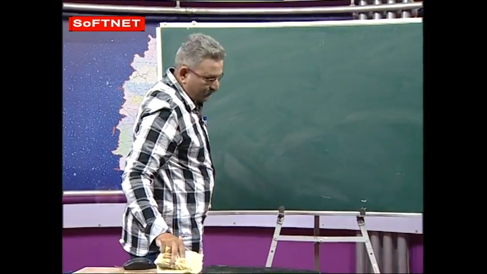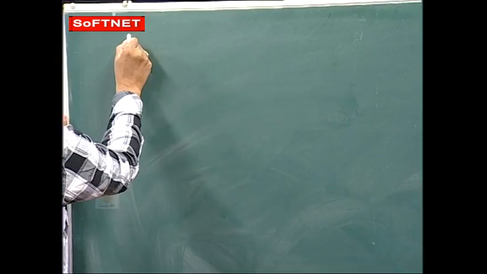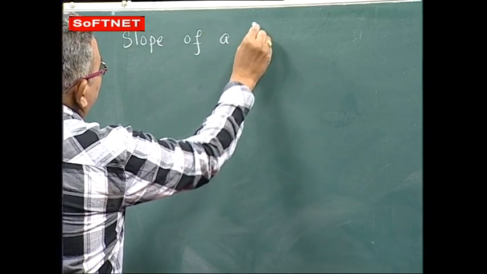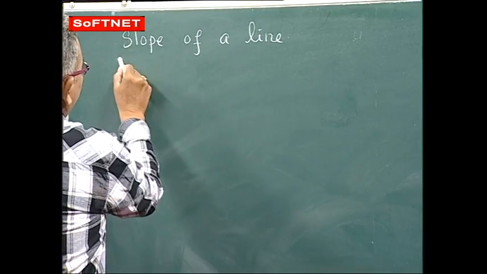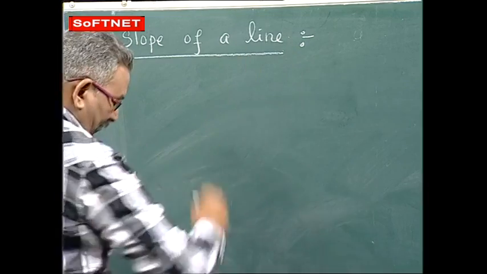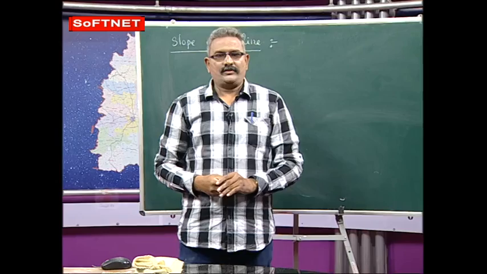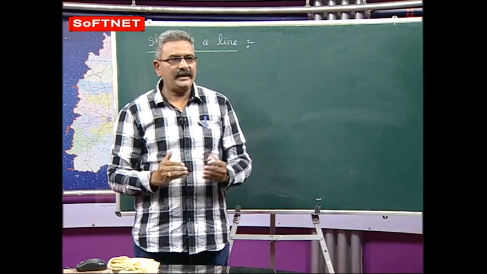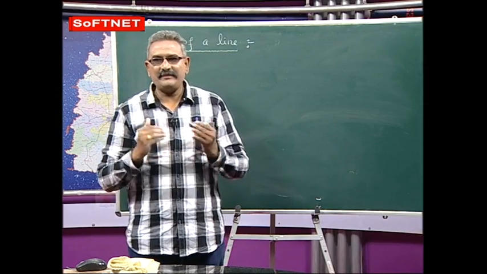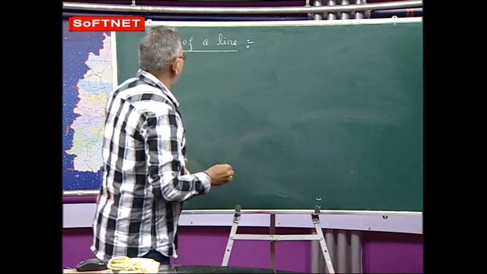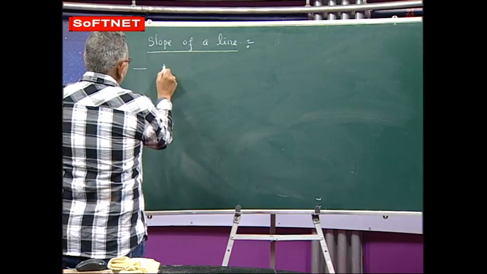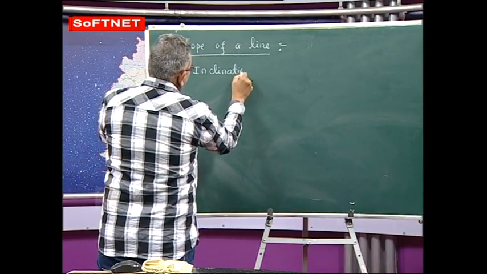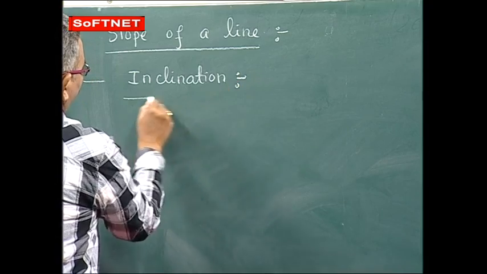So now slope. What is the slope of a line? Slope of a line. So before going to the slope of a line, we shall discuss about inclination of a line. What is meant by inclination of a line? First, we shall discuss inclination. Inclination of a line.